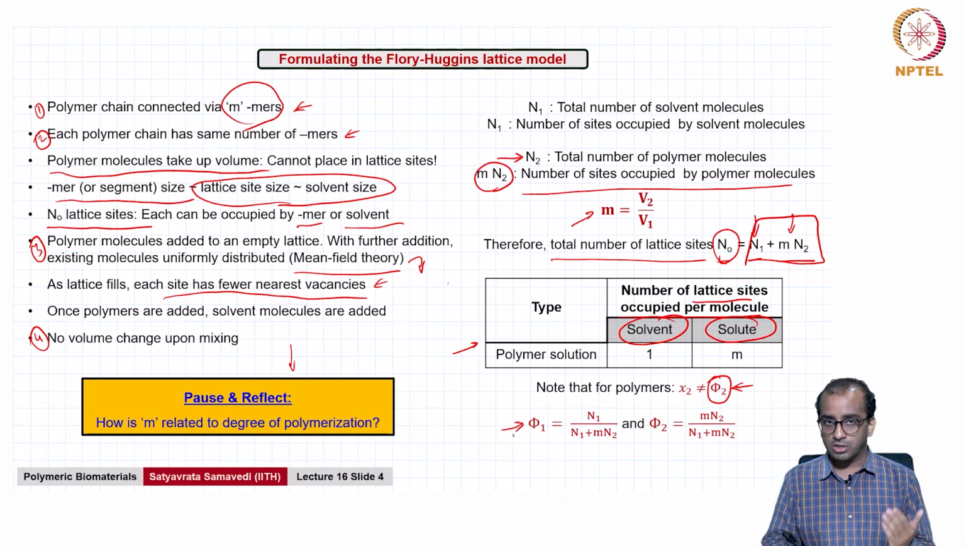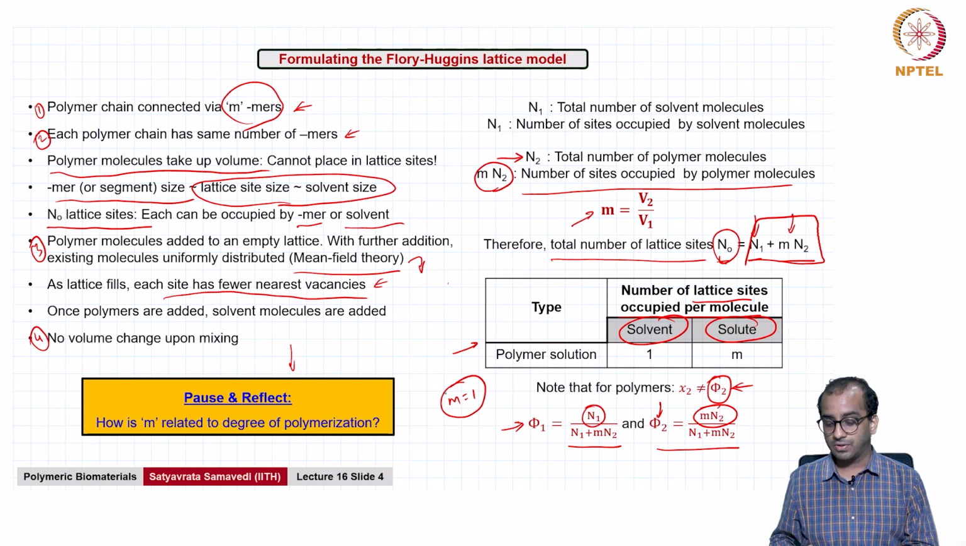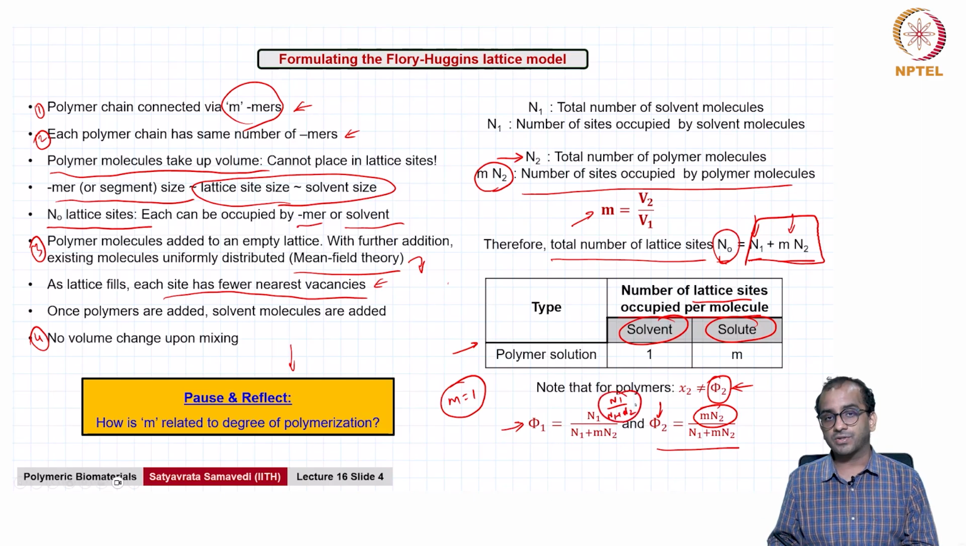Volume fraction phi1 for the solvent is given by N1 over N1 plus m N2, and volume fraction for the polymer phi2 is given by m N2 over N1 plus m N2. You can very easily see that when m is equal to 1, you get back the ideal solution case, where you will simply have N1 over N1 plus N2 in both cases, if m is equal to 1, which is clearly not the case here.